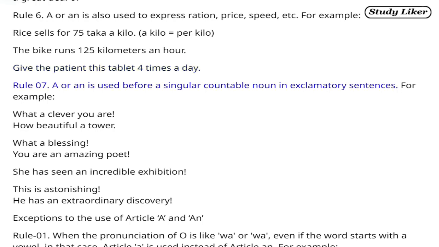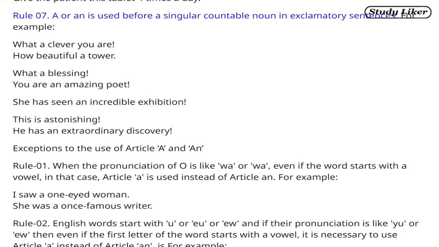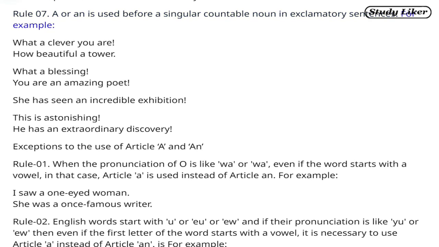Rule 07. A or an is used before a singular countable noun in exclamatory sentences. For example, what a clever you are. How beautiful a tower. What a blessing. You are an amazing poet. She has seen an incredible exhibition. This is astonishing. He has an extraordinary discovery.